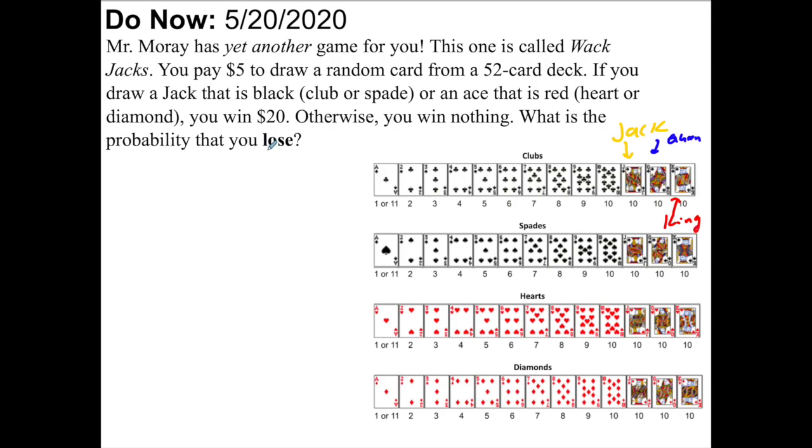So first of all, remember this is what we call our sample space. So these are all the possible cards we could get. So this is your sample space, and considering the fact that we need to draw a random card, 1 card from our 52 card deck, go ahead, pause the video, calculate the probability that you will lose this game based on the description of it, and then when you're ready, unpause, and you can see what I got.